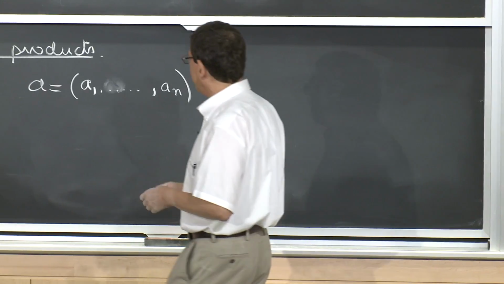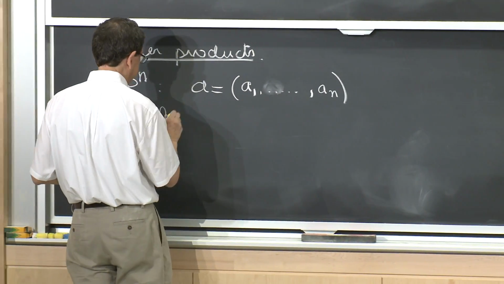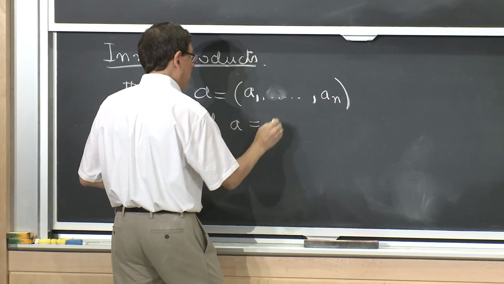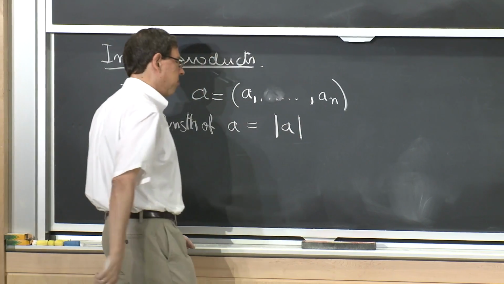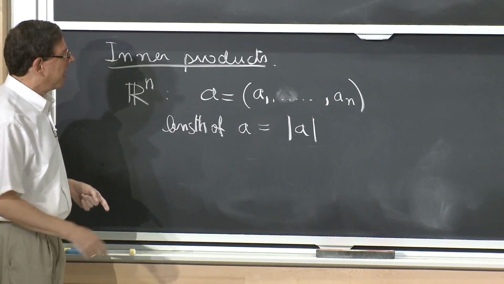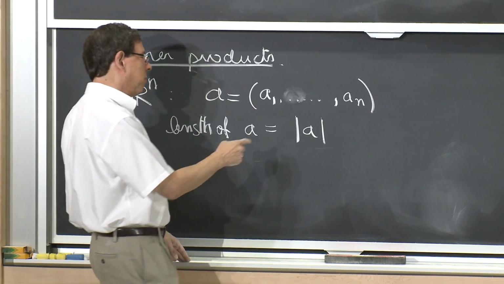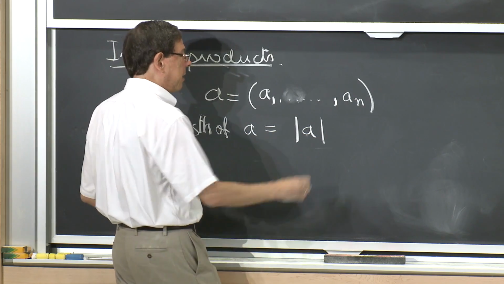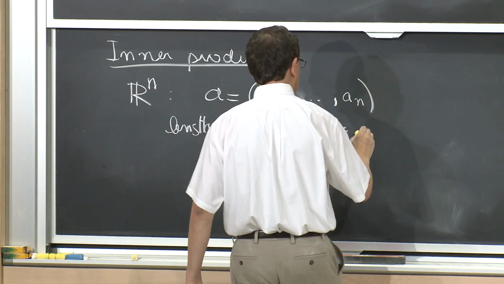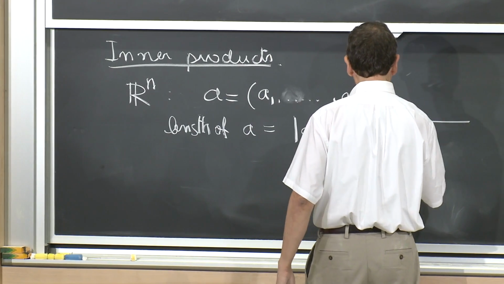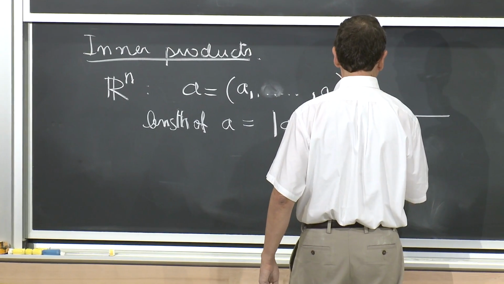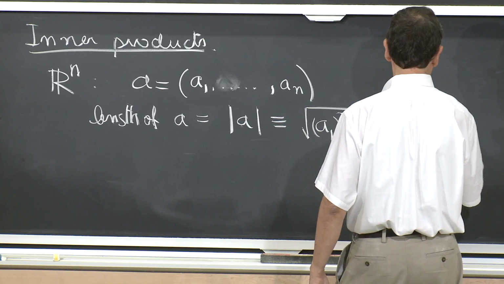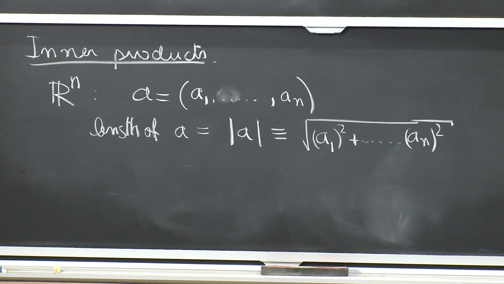So we'll call the length of A, we'll call it A with some sort of absolute value. That doesn't mean absolute value of the number A, because A is a vector. It means the length of A. And therefore, it must be defined. And it's taken to be the square root of A1 squared up to An squared. So you sum the squares and take the square root.